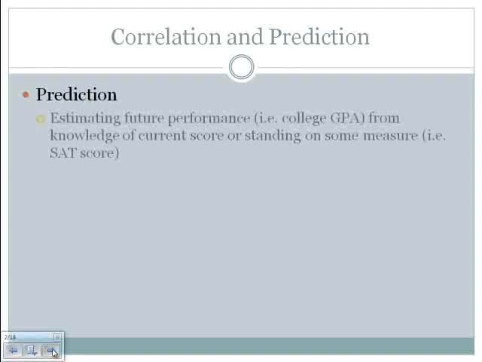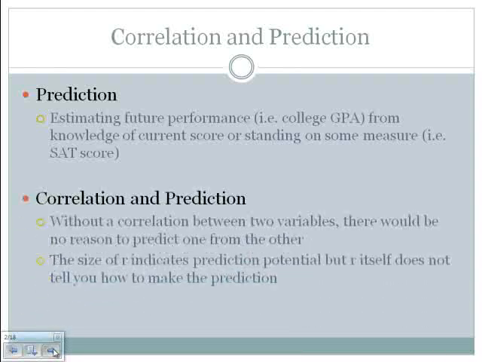Prediction implies estimating future performance, such as college GPA, from knowledge of current score or standing on some measure, such as SAT. So that's probably somewhat intuitive. The thing I want to emphasize is that you really would not want to try to predict y from x unless you have two variables that are highly correlated. Your R can indicate some ability of x to predict y, but it doesn't tell you how to make the prediction. So that's what we're going to be talking about in this lesson.